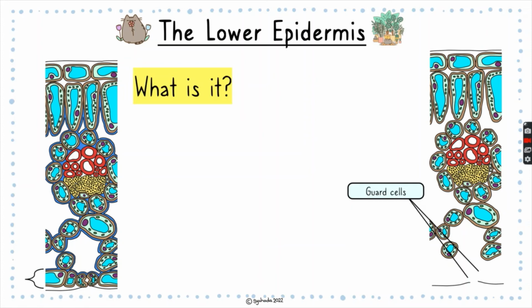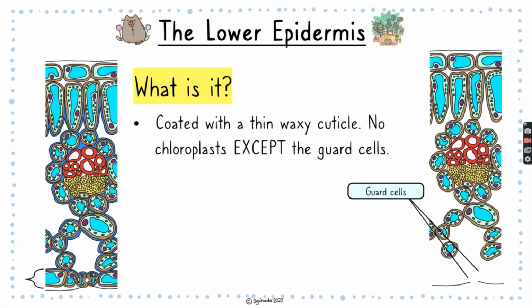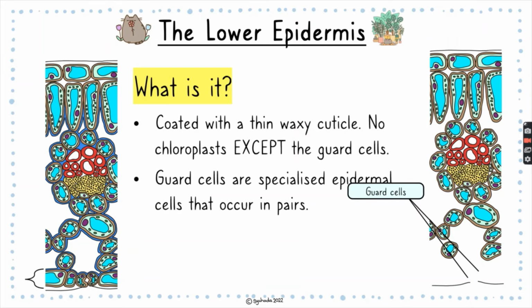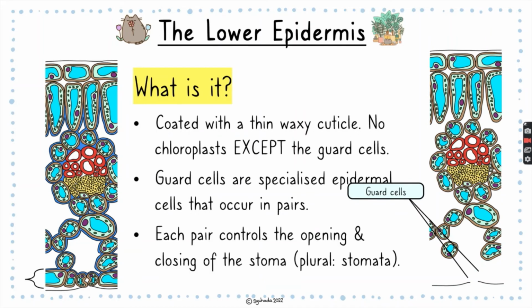So the lower epidermis, what is it? It is coated with a thin, waxy cuticle. They don't have chloroplasts except for the specialized lower epidermal cells called the guard cells. Guard cells are specialized epidermal cells that occur in pairs, and each pair controls the opening and closing of the stoma, aka stomata, if you have a lot of them.